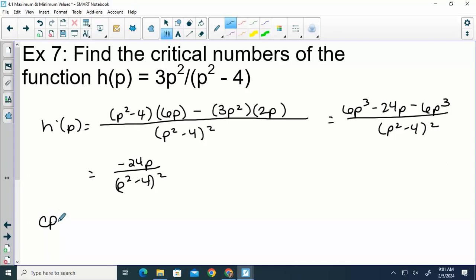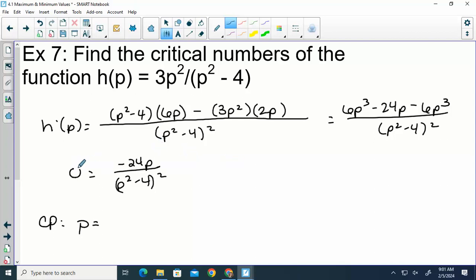So critical points. When does this derivative equal 0? When the bottom is 0, that's when it's undefined. When it's equal to 0, it's really when the top is 0. So if you have a fraction, you're really just doing what makes top and bottom 0. Those would be all your critical points.